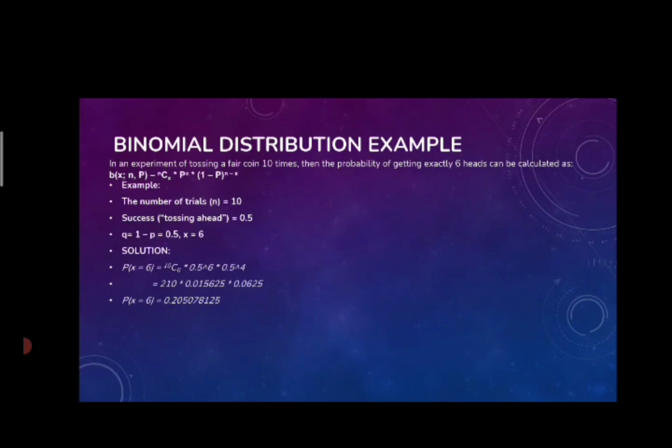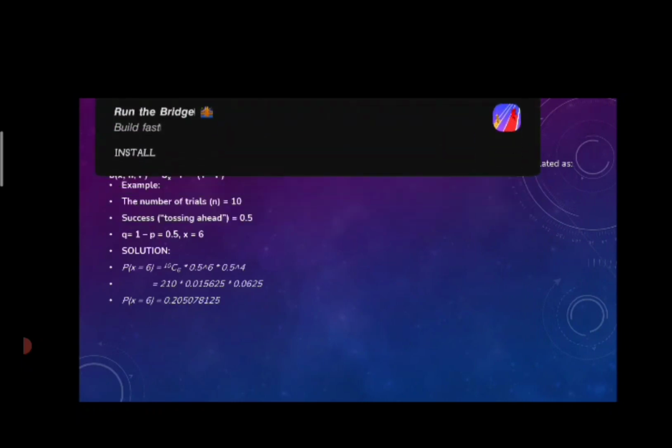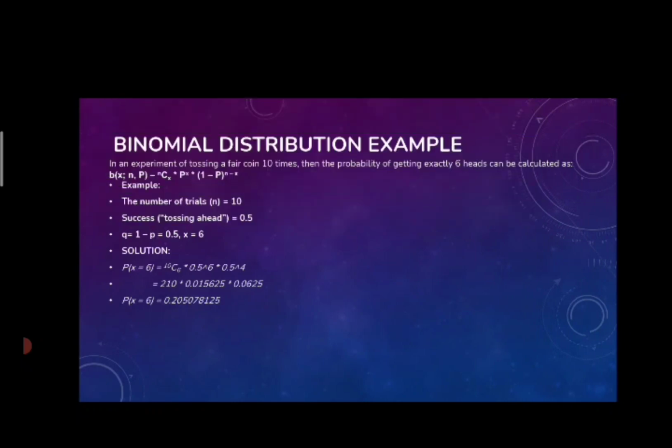As you can see, by calculating, we get P of x is equal to 6, that is equal to 0.205078125.